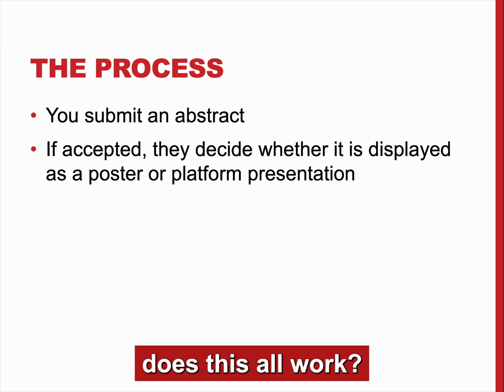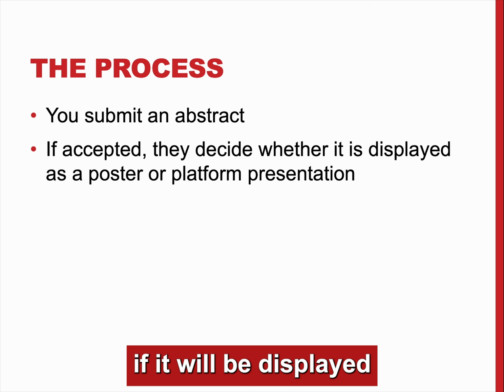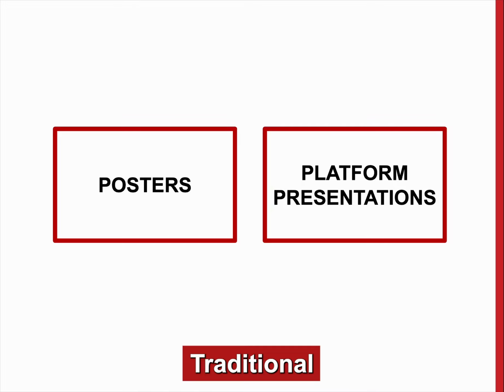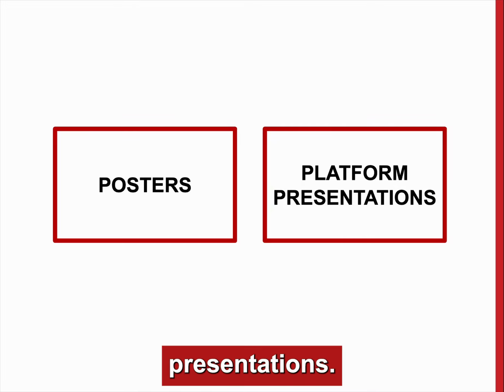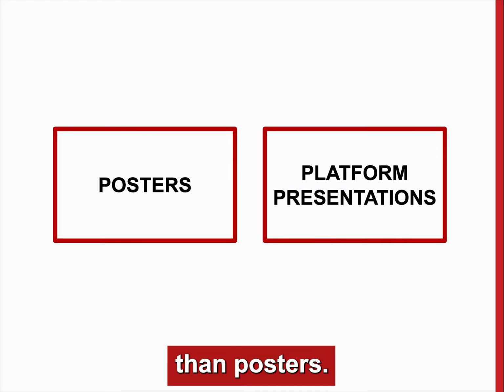So, how does this all work? You submit your abstract, it is reviewed, and if accepted, the reviewers decide if it will be displayed as a poster or platform presentation. Traditional accepted conference submissions are divided into posters and platform presentations. There is a bit of a hierarchy, with platform presentations being more prestigious than posters.